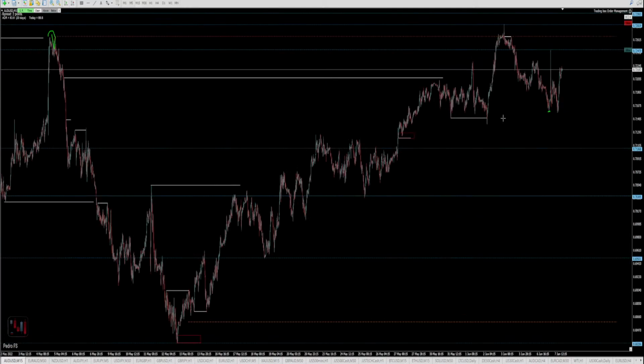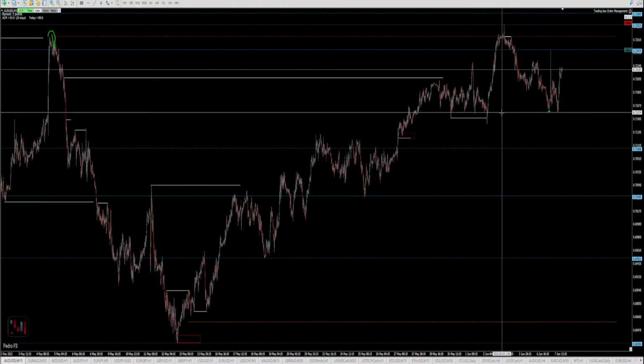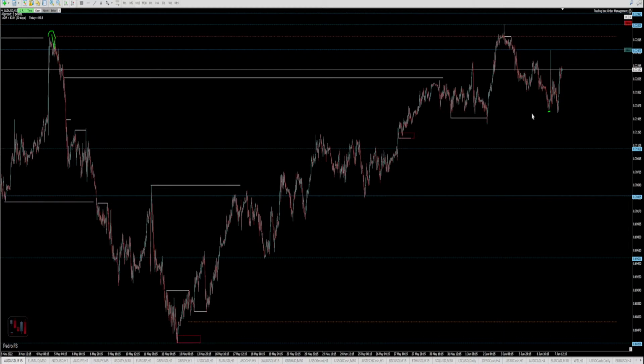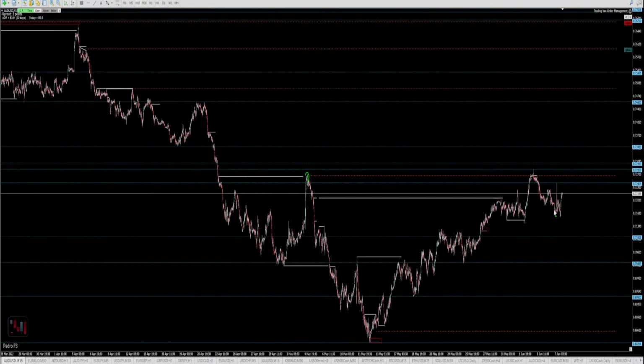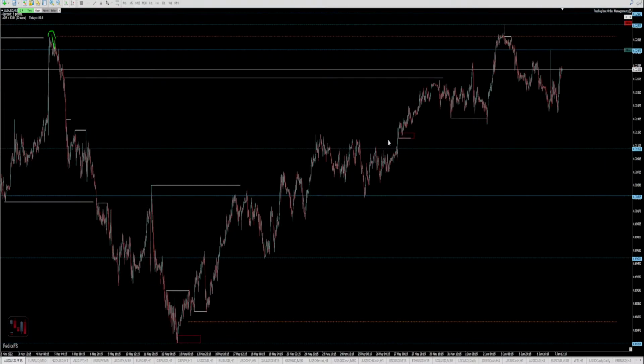Yeah, so we did react now from this KM zone that was in here. I actually would have liked to see price even breaking this zone and reacting somewhere from here before the continuation to the downside, to the upside, sorry. Yeah, I would have actually liked to see that. We do have this space, so I would be looking for a possible long somewhere in there when price gets there in the future.